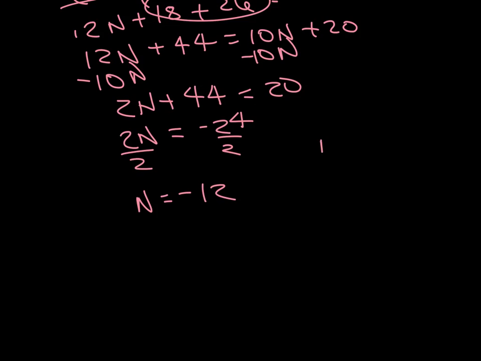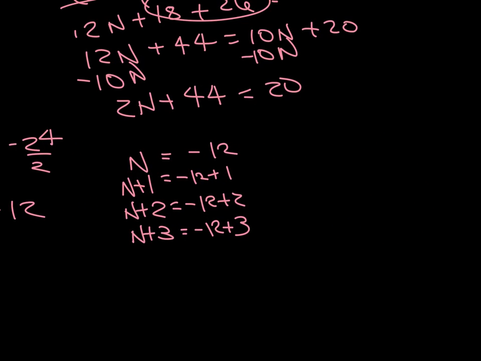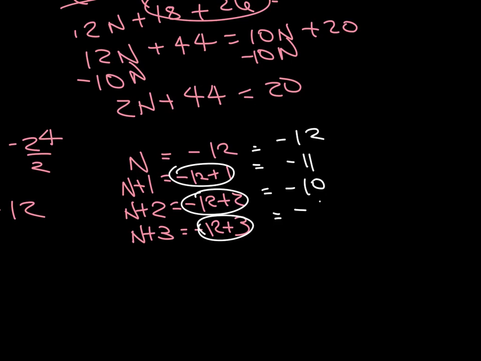Alright, so that was my first number. Next one says n plus 1. We had what, 4 numbers? So negative 12 plus 1, negative 12 plus 2, negative 12 plus 3. Okay, we're going to move these over a little bit. Alright, so that equals negative 12. This equals negative 11. Negative 10. Negative 9. So there's my 4 numbers.